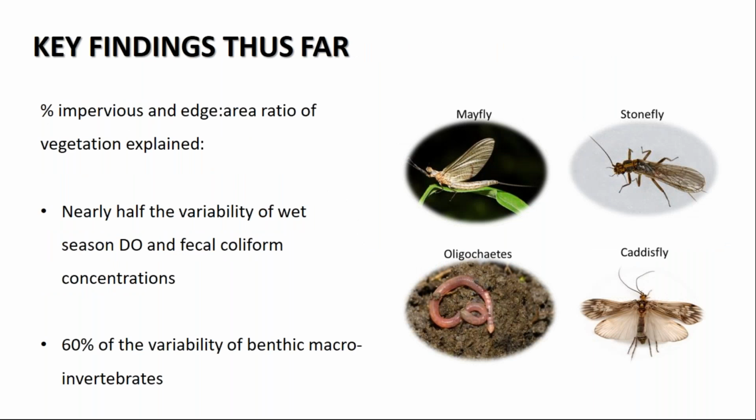So just some of the take-home messages so far. We found that percent impervious surface was in general a good indicator, but the edge to area ratio, that perimeter to area ratio that we talked about, the configuration, was really important in explaining some of these variables. And so we were able to explain in wet season about half the variability of dissolved oxygen and fecal coliform concentrations, and then about 60% of the variability of benthic macroinvertebrates, depending on whether we use percent EPT or percent oligochaetes.